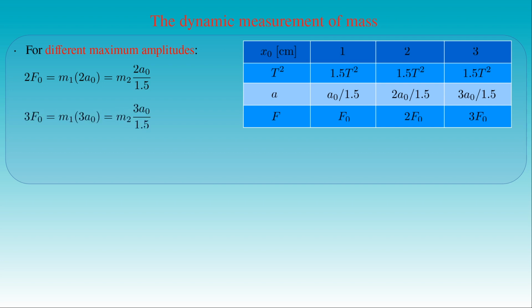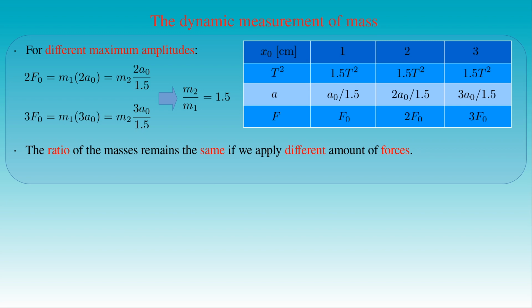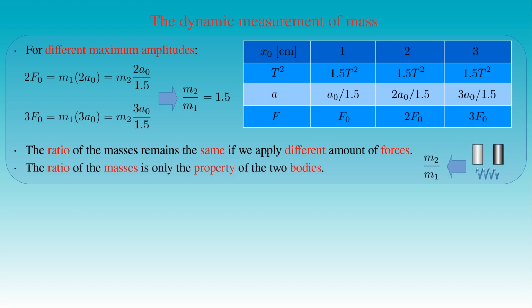And 3 times F0 is equal to the mass m1 times 3 times a0, which is equal to the mass m2 times the ratio of 3 times a0 to 1.5. Then we have demonstrated that the ratio of the masses remains the same if we apply different amounts of force by modifying the maximum amplitudes or even using springs with different elastic properties.